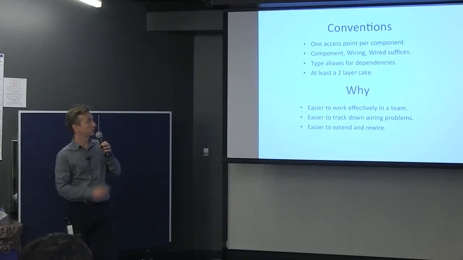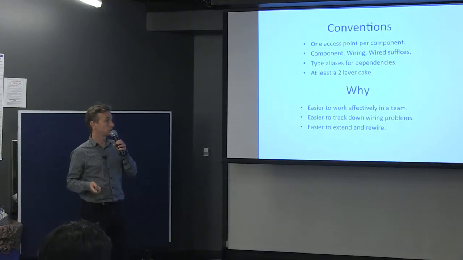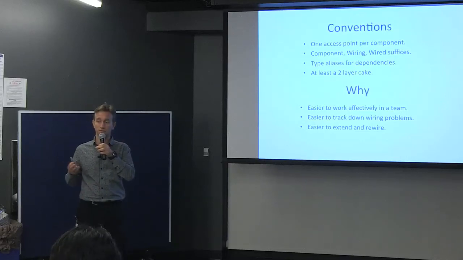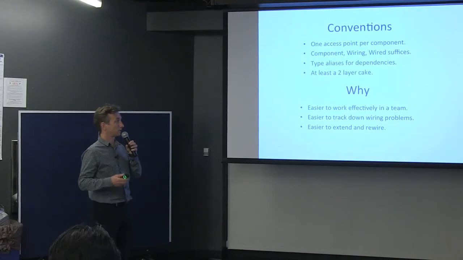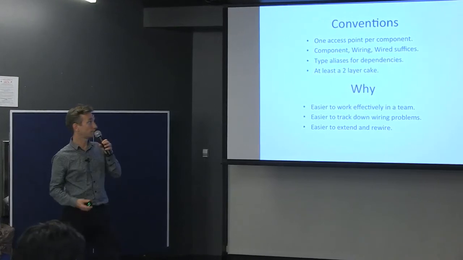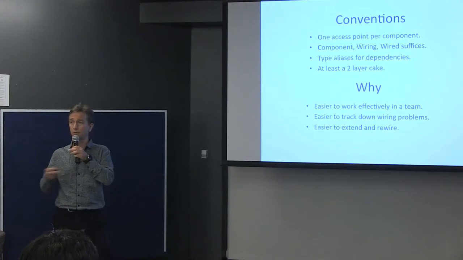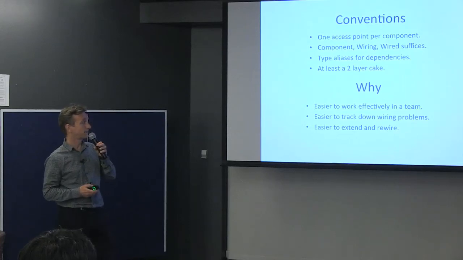So anyway, let's just go through the conventions that we've kind of narrowed in on. The first one is the one I mentioned in the beginning, which is to have one access point per component. I find that keeps some of the complexity down, although it does increase the number of classes. That's kind of the downside there. But at least you know where you are. And then I stick to a strict set of suffixes for the classes: component, wiring, and wired. With wiring and wired, you know that everything's been wired, so it really helps keep track of what's been wired and what hasn't.